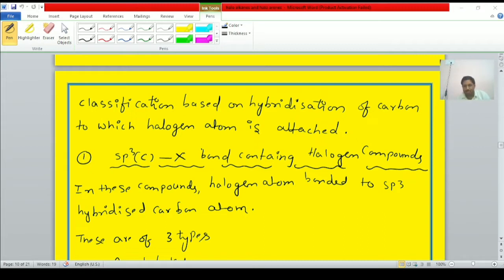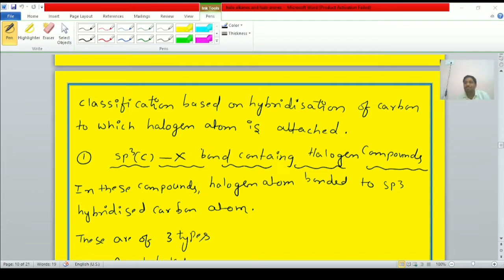Right, students. In this class, we are discussing classification based on the hybridization of the carbon to which the halogen atom is attached. The halogen atom is attached to a carbon atom. Based on the hybridization of that carbon atom, halogen compounds are classified into two types. First, the halogen atom is attached to an sp3 hybridized carbon atom. Second, the halogen atom is attached to an sp2 hybridized carbon atom.